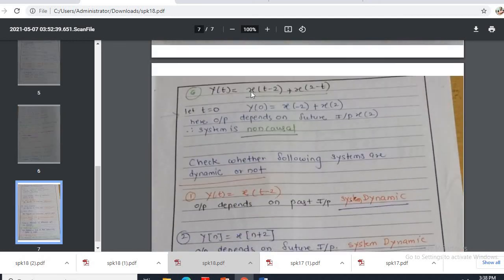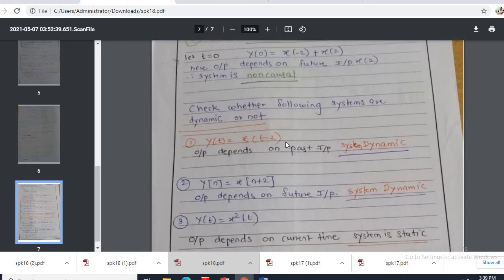Now y of t is equal to x of t minus 2 plus x of 2 minus t. Say for example t equal to 0, y of 0 will depend upon x of minus 2 plus x of plus 2. So this is indicating future state, and this is indicating past state. Therefore output depends on future state as well as past state. Since future state is involved, the system is said to be non-causal.